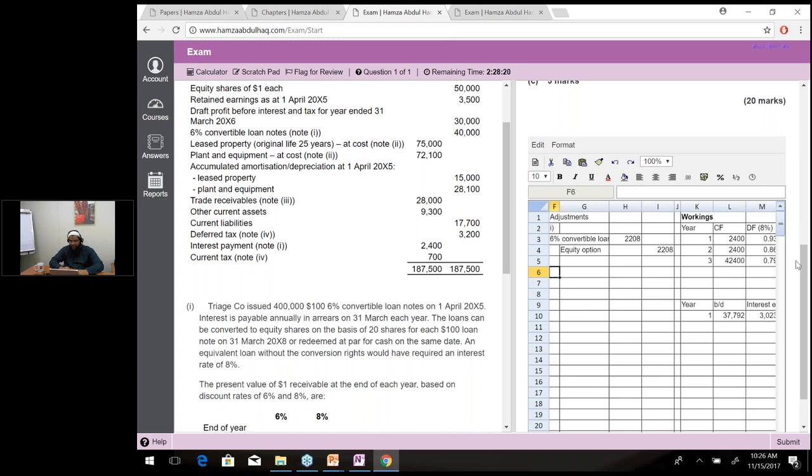Now the second entry is going to be to record the interest. Welcome, Talal. So the entry is going to be finance cost debit. Some of the interest we have already paid. This one, interest payment of 2,400, and the remaining interest will be paid at the time of redemption. So we are writing 6% loan notes credit. 6% loan notes or 6% convertible loan notes, it is the same thing. We can use them interchangeably.